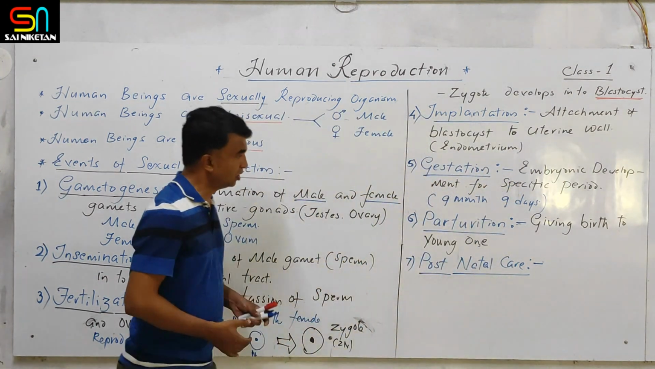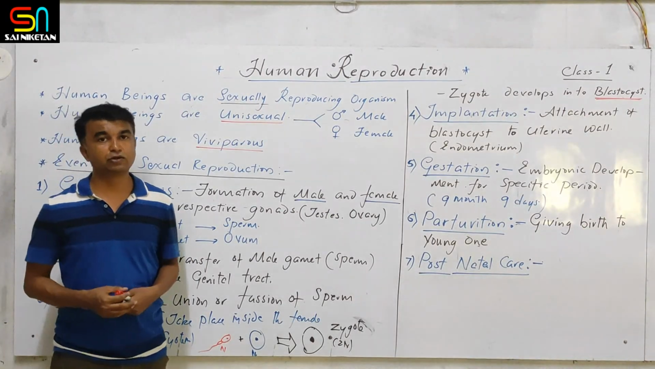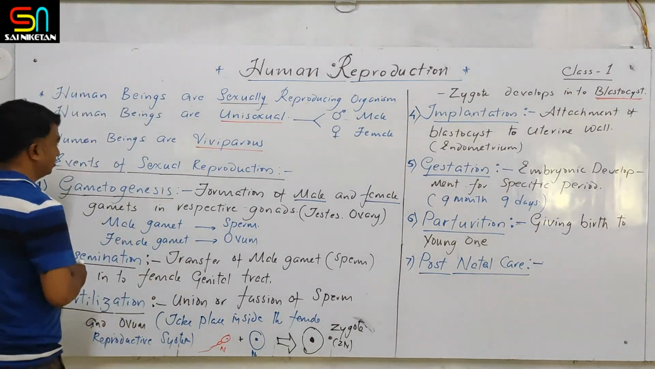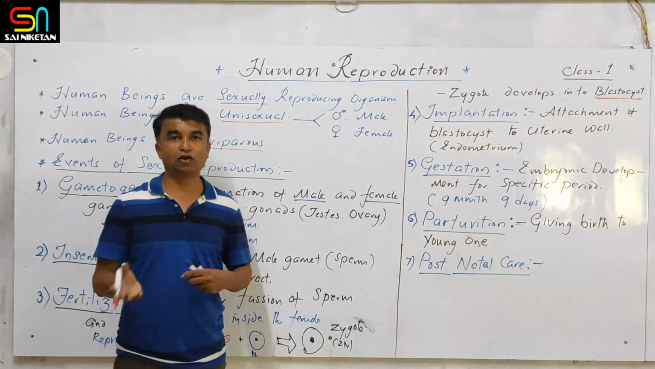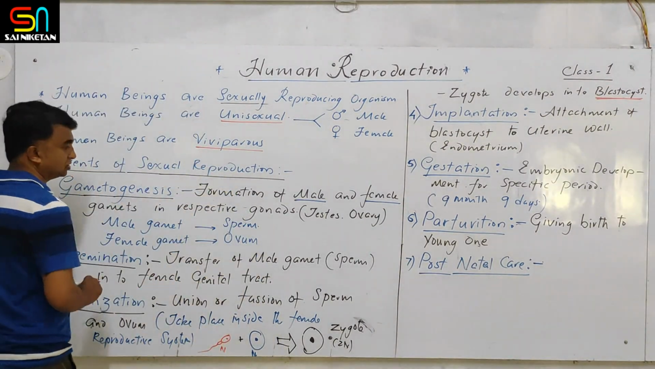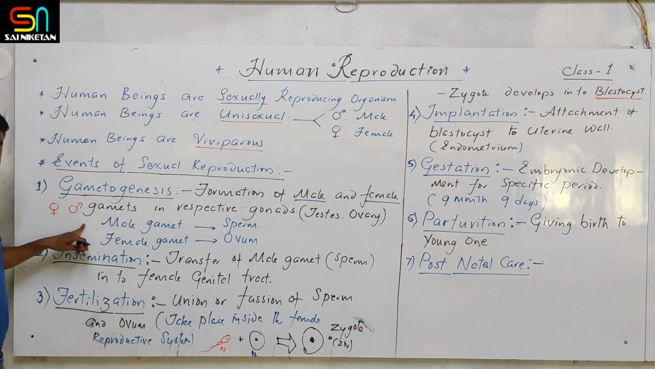Now the major question: whether all these events take place in both male and female body? Not at all. So now we will try to distinguish which event takes place in which one, whether it is the male or the female one. Gametogenesis, this event takes place in both male and female.